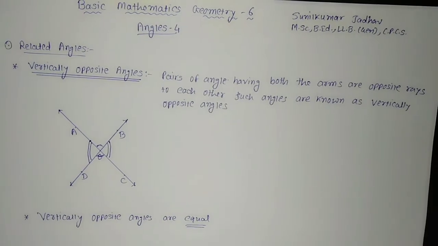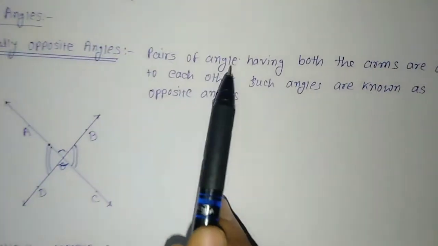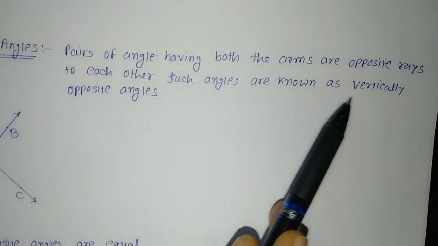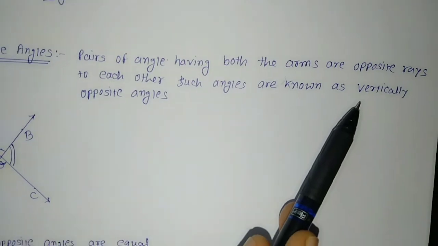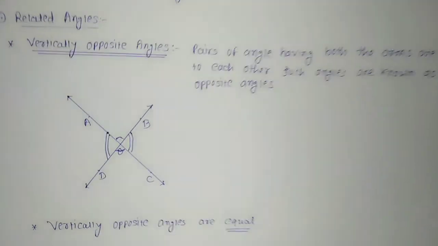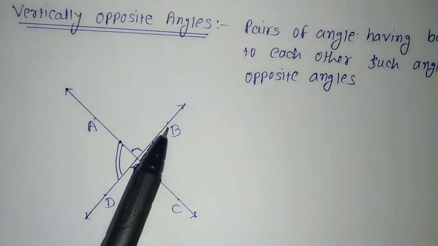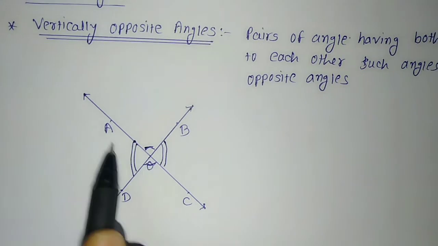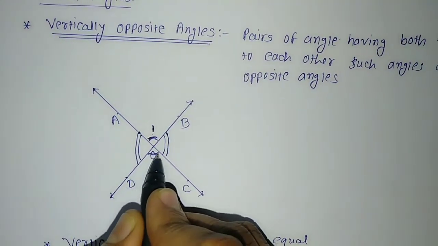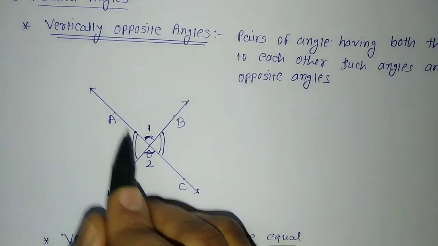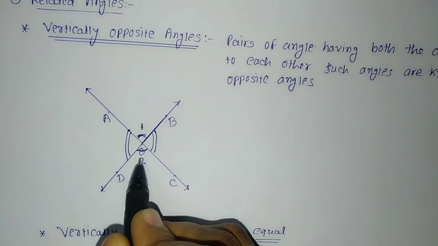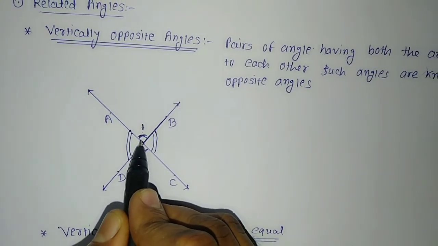Let us see the definition. Pairs of angles having both the arms opposite rays to each other are known as vertically opposite angles. Let us see here. If you are discussing one of the angles, this angle AOB, I am calling angle 1 and the other angle 2. Angle AOB has one arm OB, and the other arm for angle 1 is OA.